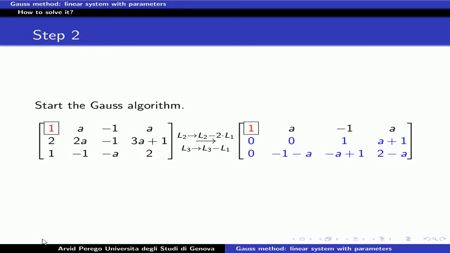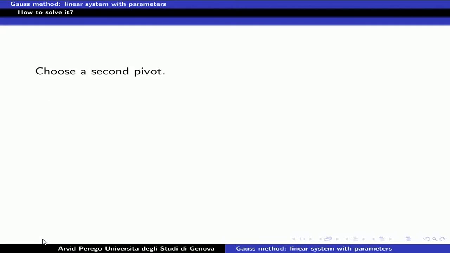Now recall that the aim of the Gauss algorithm is to reduce as much as possible the matrix we started with, and that means we have to use another pivot in order to get a simplification of the matrix using the elementary transformations which are allowed in the Gauss algorithm. So we have to choose a second pivot.